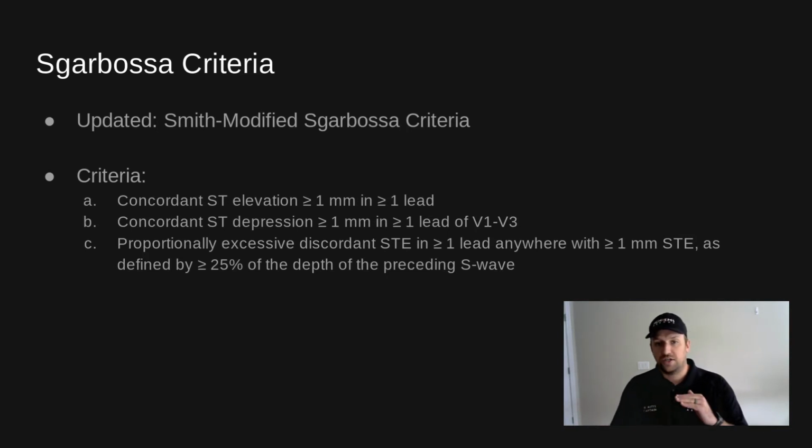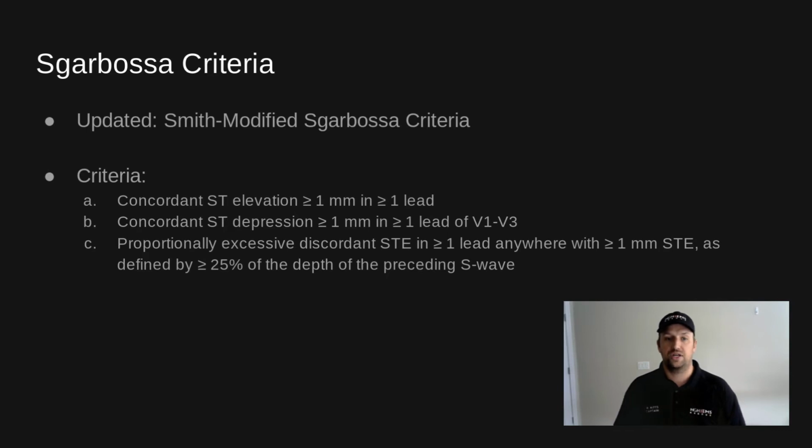I'm going to go through the criteria, and then I'll show you on leads to help with the understanding. Criteria A, concordant ST elevation equal to or greater than 1 millimeter in 1 lead or more. Concordant means that it goes in the same direction as the complex. So if you have a positively deflected complex, the ST elevation would go up towards the point. Criteria B, concordant ST depression. So concordant, same way as the complex.